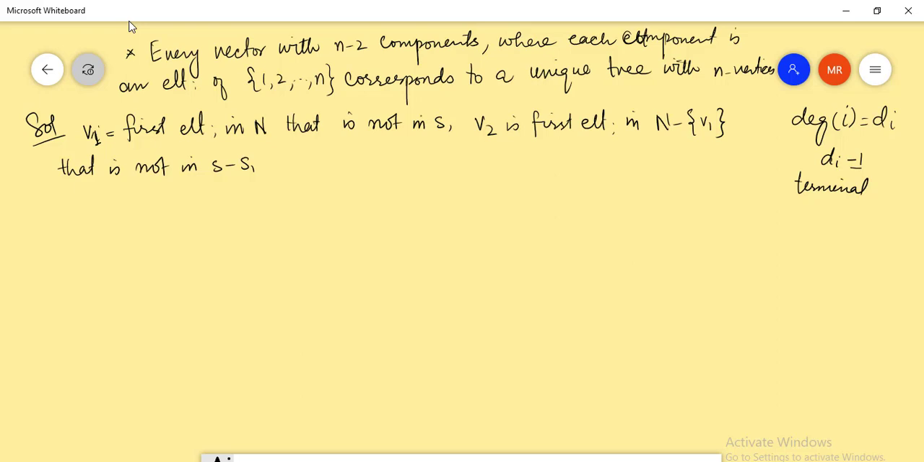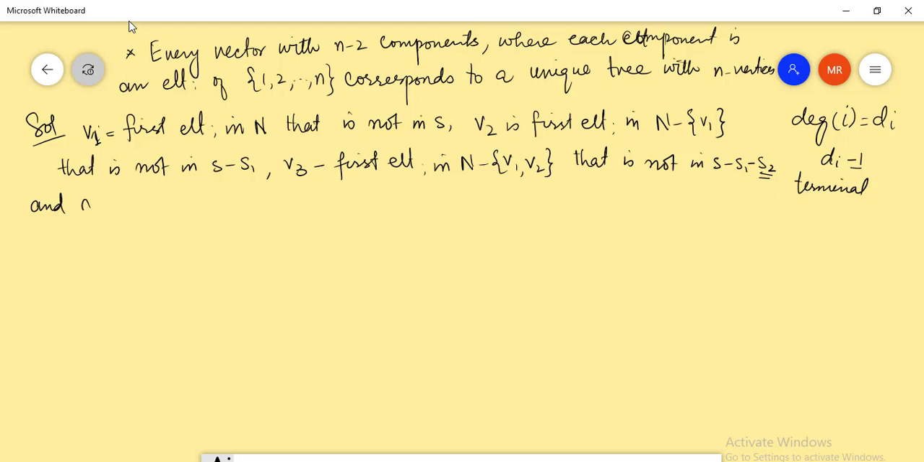Similarly, V3 is the first element in N minus V1, V2 that is not in S minus S1 minus S2, where S minus S1 minus S2 is obtained by deleting S2 from S minus S1, and so on. We continue this process.